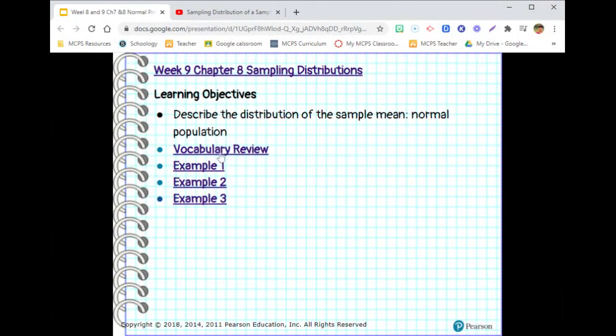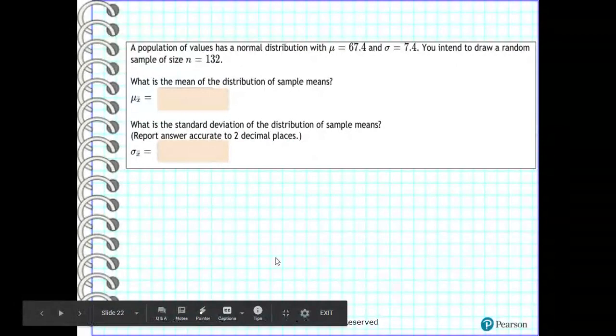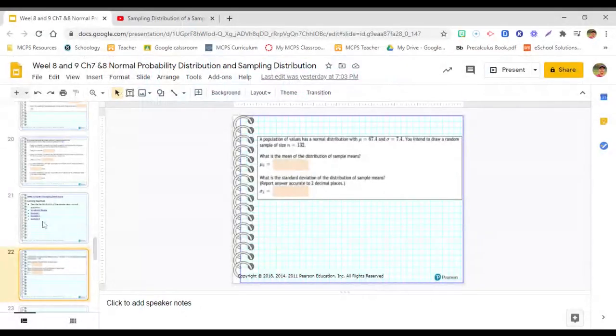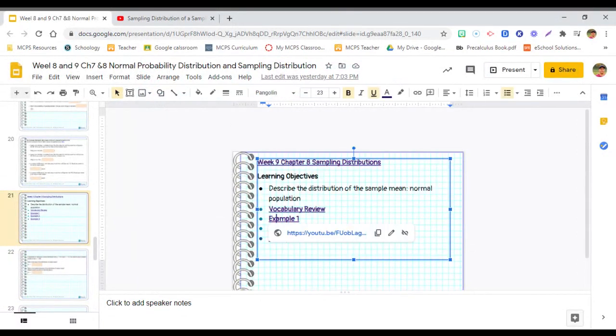All right. So the vocabulary review, she already mentioned the population statistics. We'll let you watch this vocabulary review on your own time. Let's take a look at example number 1. Here's example number 1. This is, I think, similar to your problems in the homework.